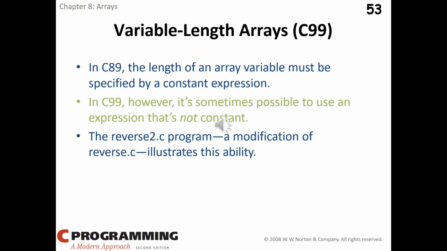Alright, so there's this rule in C89. It says that when you make an array, you have to tell the computer exactly how big it's going to be right from the start. It's like when you're building a shelf, you need to know exactly how many things it's going to hold before you start hammering the nails.